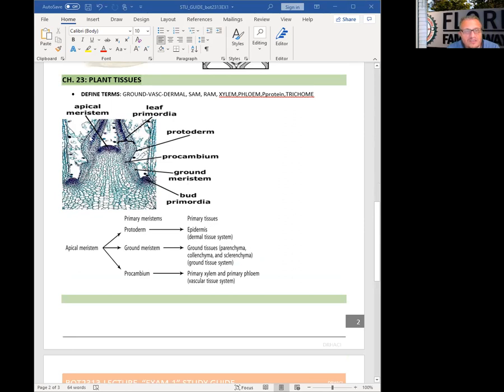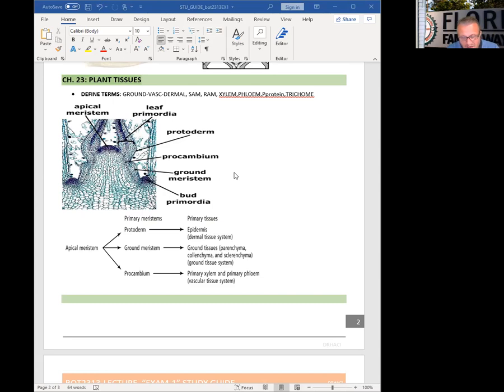Shoot tip and root tip both have these meristematic tissues. The shoot apical meristem, like a brain-like area here, has protoderm, ground meristem, and procambium. These are all meristematic tissues. They later specialize and become epidermis, ground tissue, primary xylem, and primary phloem. So read about them.